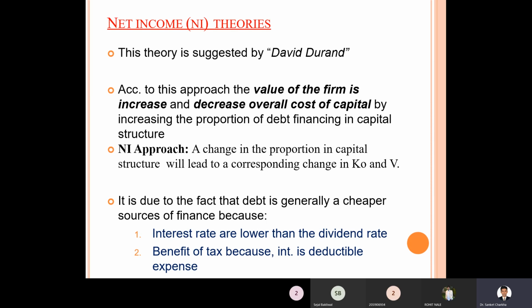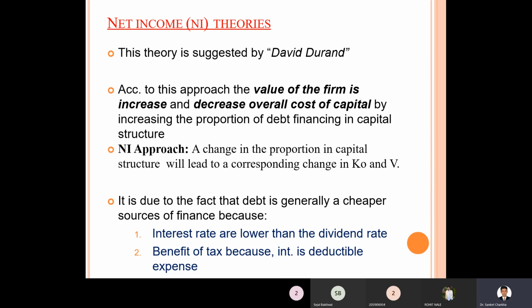So this theory of the net income approach specifically focuses on the value of the firm. Whatever may be the situation, the value of the firm increases or decreases depending on the cost of capital. This cost of capital is directly affected by the increase in the proportion of debt financing in the capital structure. So if your debt financing increases, the value of the firm increases and the overall cost of capital decreases. And if your debt financing decreases, the value of the firm will decrease and the overall cost of capital will increase. In this way, David Durand's net income approach is proposed.